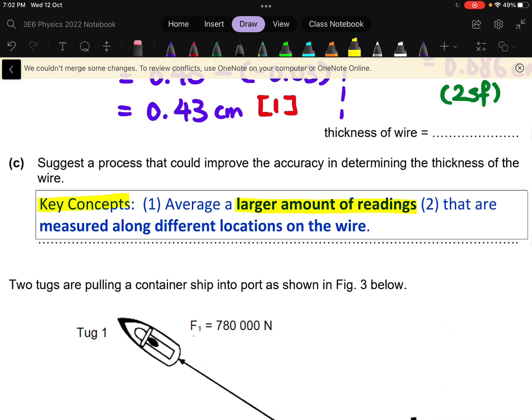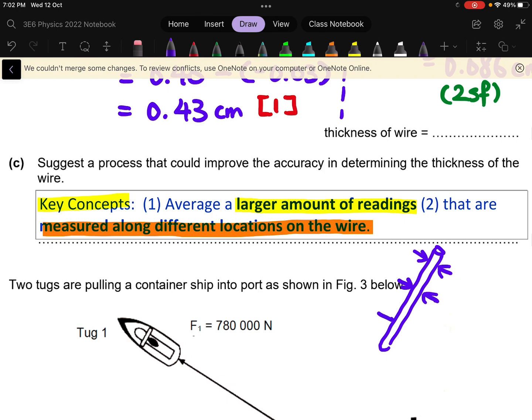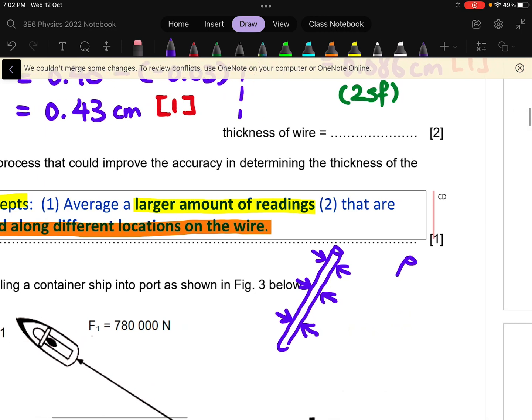And number two, we would expect you to take multiple readings from different locations of the wire. So for example, if you have a wire like that, maybe you should get the measurement here, then after that get the measurement here, then after that get the measurement here, and then you take the average. Okay, because there's no point if you have a wire and you keep getting the measurement here and then you do it again at the same place and again at the same place, it will not be as effective.